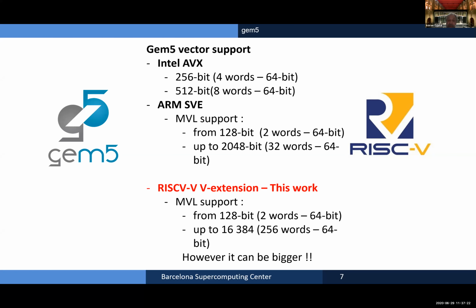So we start from 128 bits, so 2 words, up to, at this moment, 256 words, but we can go bigger without too many issues in order to change this. The idea, at least at BSC, is to develop a vector architecture for high performance processors. The software people want to use very long vectors, so we want to experiment with this. For this reason, we need a simulator with large vectors.